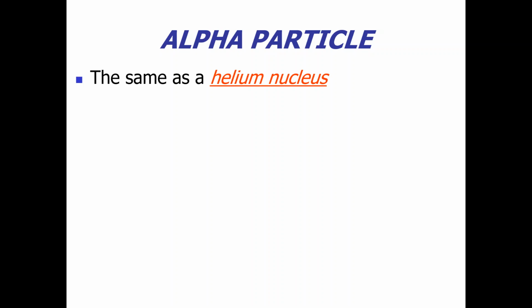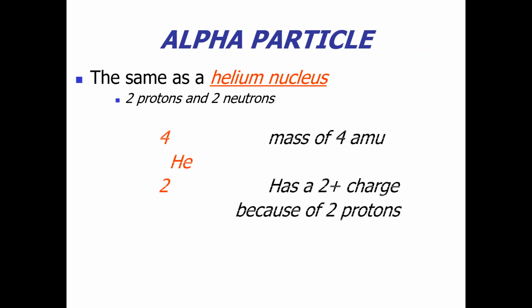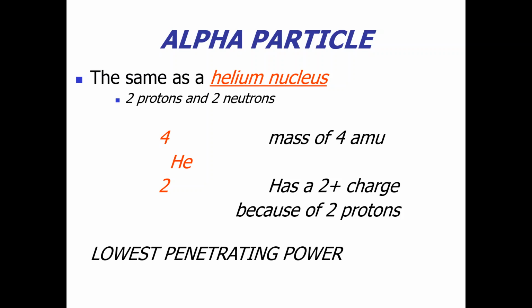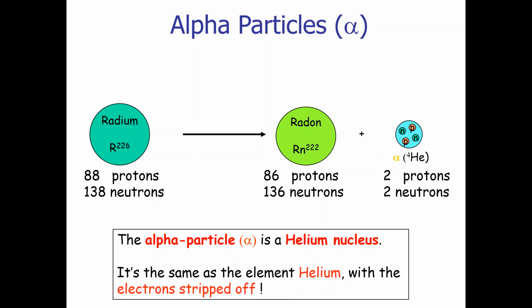So what is an alpha particle? An alpha particle is the same as the helium nucleus. That is, it contains two protons and two neutrons. With two protons and two neutrons, it has a mass number equal to 4, and it has a double positive charge because of the two protons. Because of its heavy mass and double positive charge, the alpha particle has the lowest penetrating power.